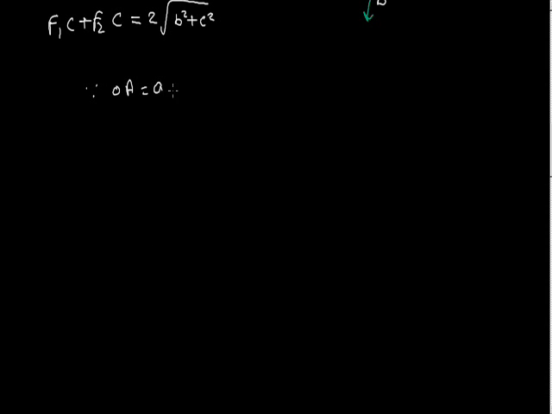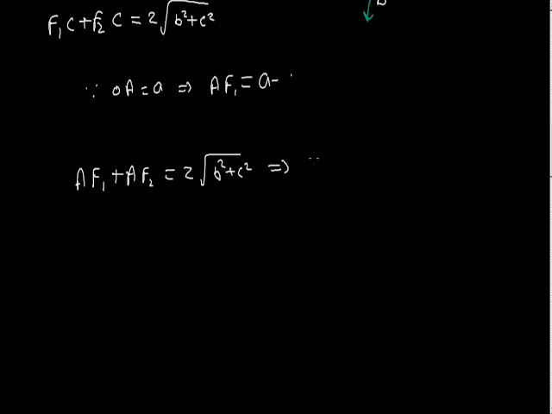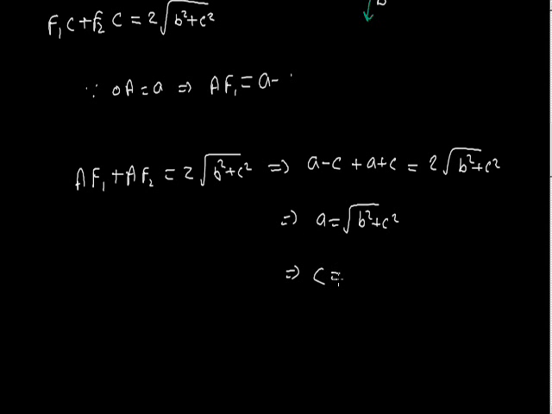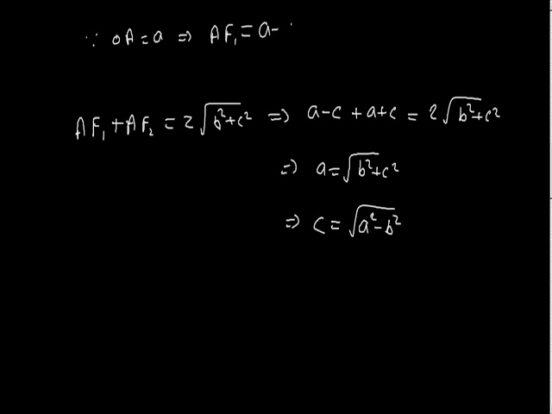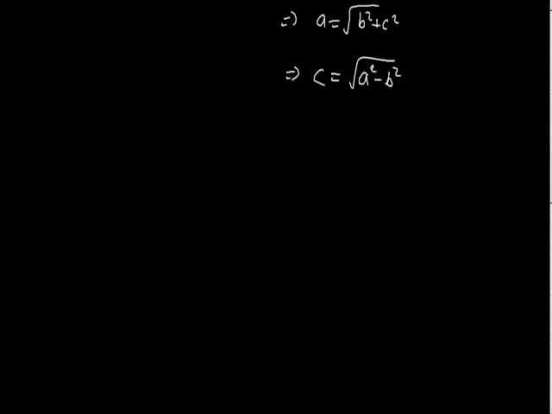OA is equal to a, so it shows AF1 which is equal to a minus c. So according to the definition of ellipse, we can say AF1 plus AF2, which is exactly equal to 2 under root b square plus c square. Further, a minus c plus a plus c, which is equal to 2 under root b square plus c square. Further, a is equal to under root b square plus c square. So we can say from here c is equal to under root a square minus b square.